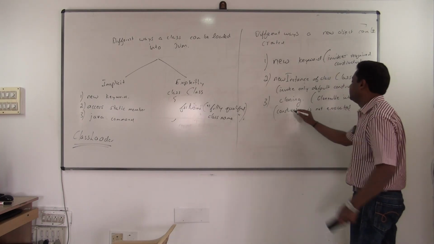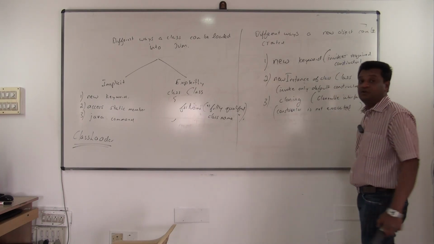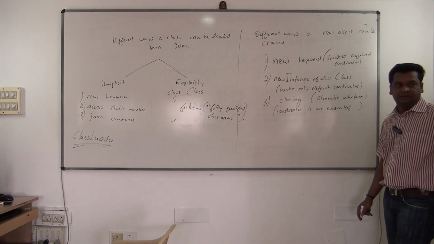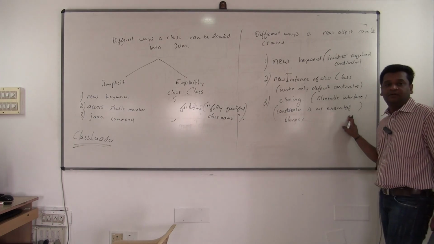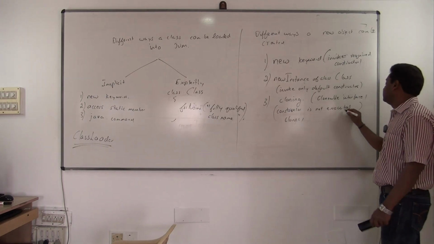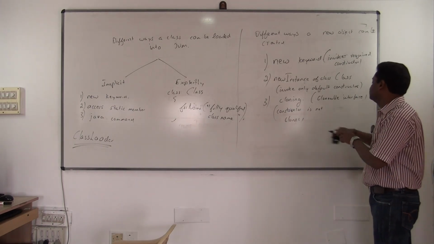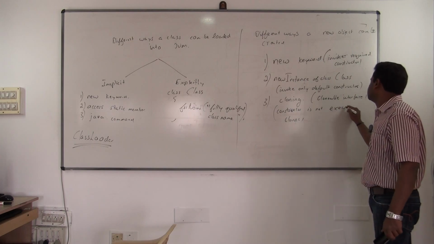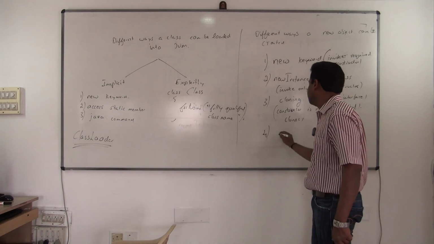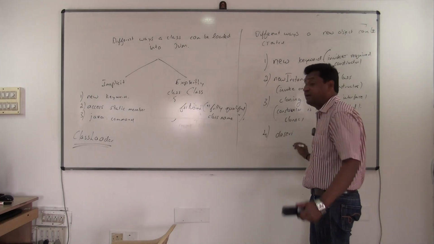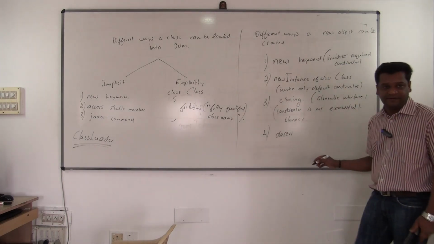When you do cloning, means you use the clone method, you call clone, that time the constructor is not executed. Fine. The last way you can create a new object is through a process called deserialization.